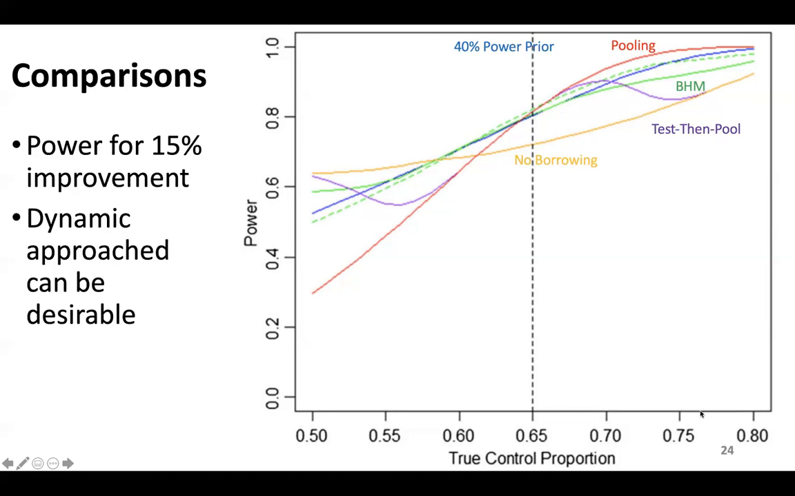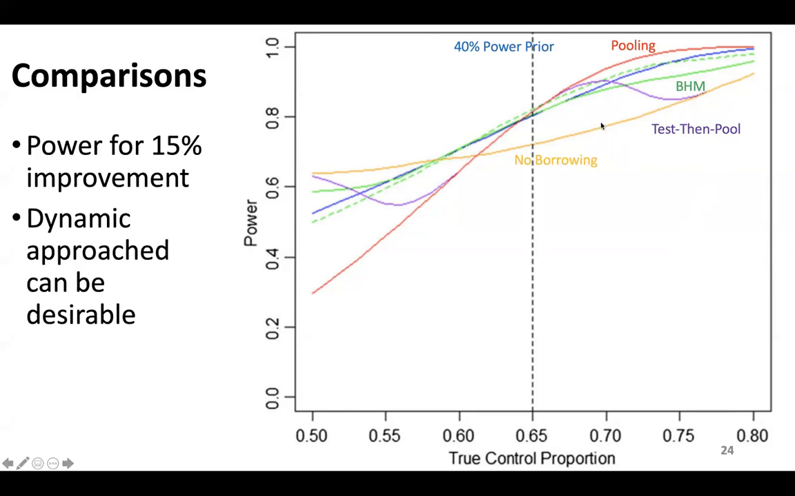But as that control rate is increased, this starts to decrease its power and it starts to look more like no borrowing. It also has that advantage as the control rate moves to the left that we're enrolling a less healthy population. It starts to look more like no borrowing as that control rate gets lower. That's what we would want it to do. Ideally, we would want the trial to look like no borrowing away from 65% and look like pooling at 65%. And that's the way these dynamic procedures work. That's exactly what the Bayesian hierarchical modeling does in this setting.